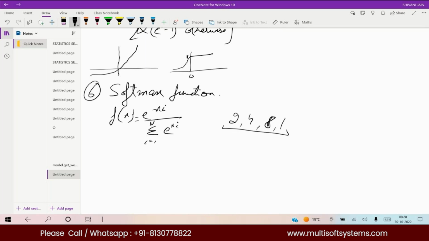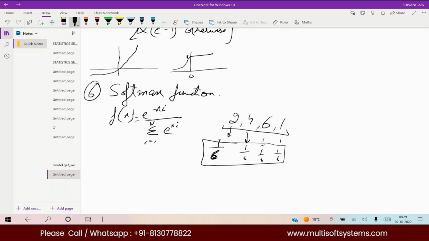For example, if I ask you to calculate the probability, let's take the example of a dice. If I roll a dice, what is the probability that I will get a 2? Can I say 1 divided by 6? And for 4, what will be the probability of getting 4 when I roll a 6-sided dice? Same, 1 by 6. That is how I would calculate the probability normally, but softmax is somewhat different.